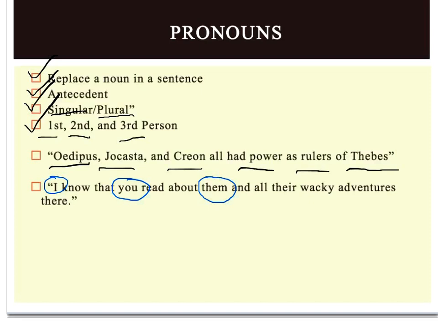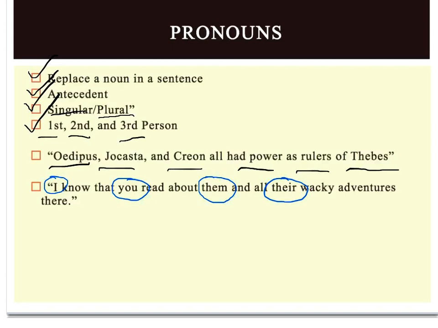There's another third person plural pronoun in this sentence, and it's the pronoun their. Whose wacky adventures? Well, what we're really saying is they're Oedipus, Jocasta, and Creon's wacky adventures, but you sound a little ridiculous if you repeat those same names in two consecutive sentences. So once again, we take all three and make them the antecedent of one third-person plural pronoun.